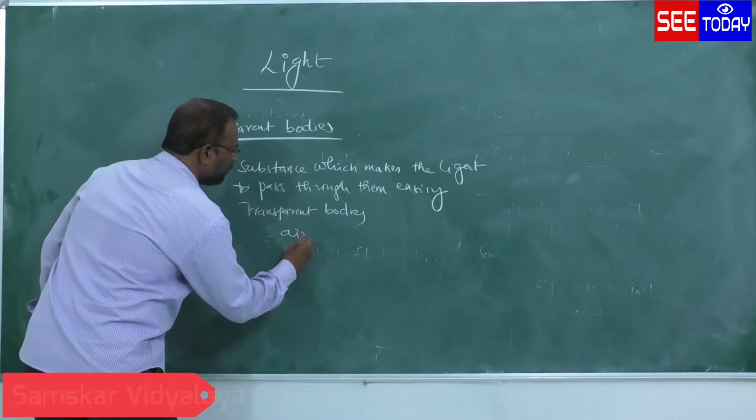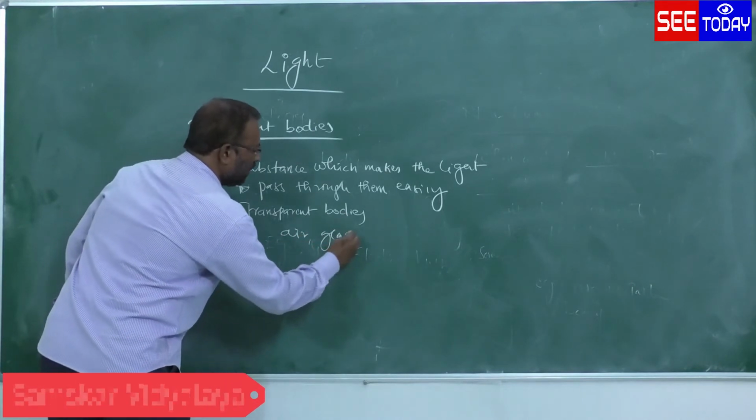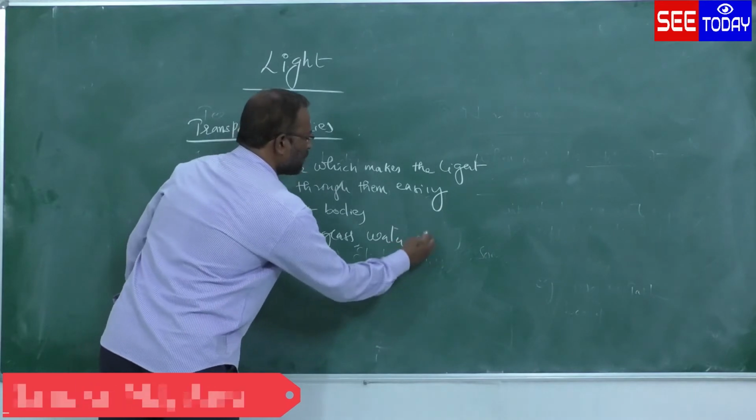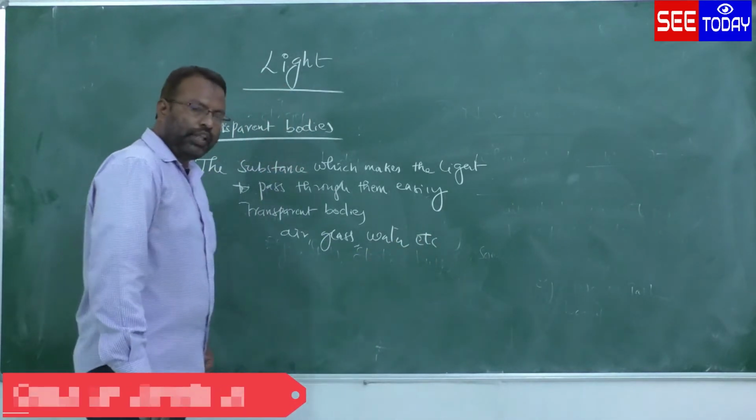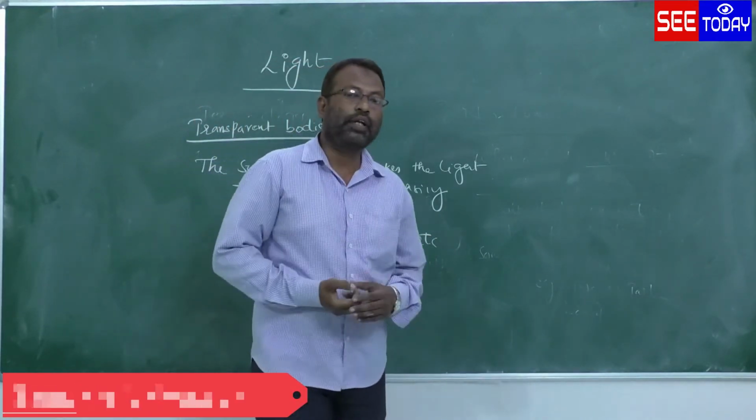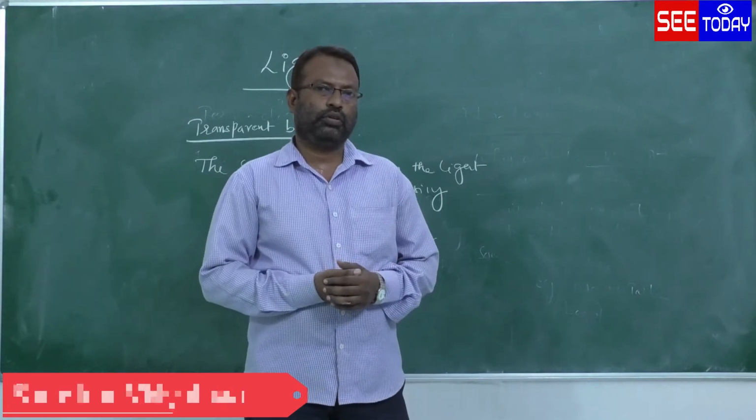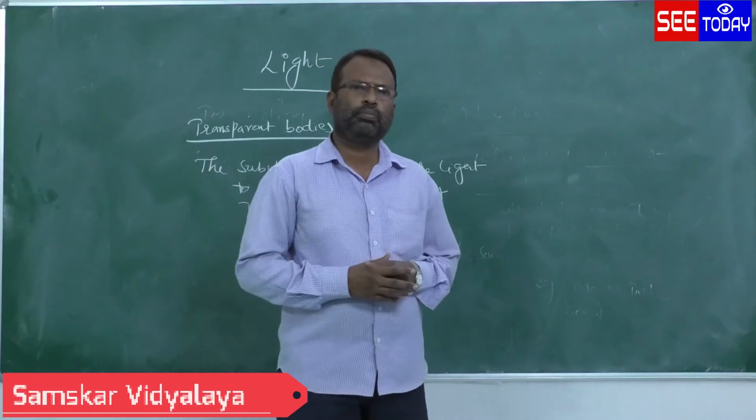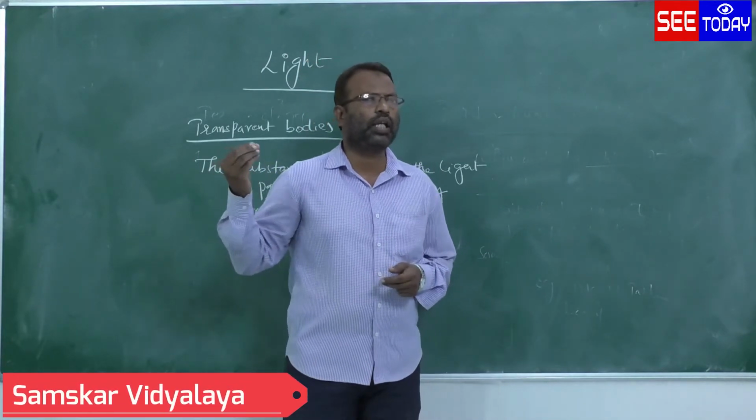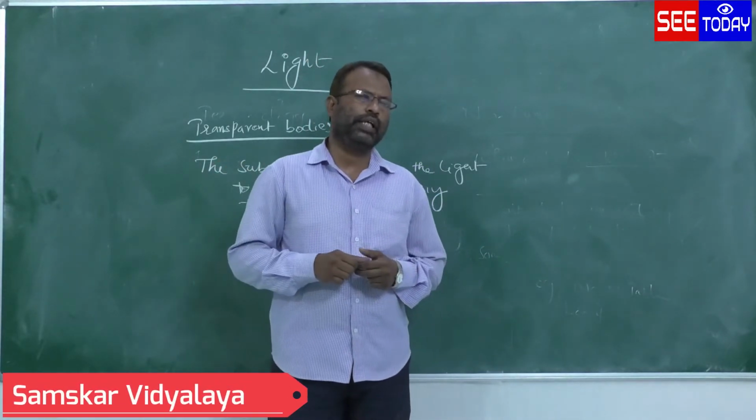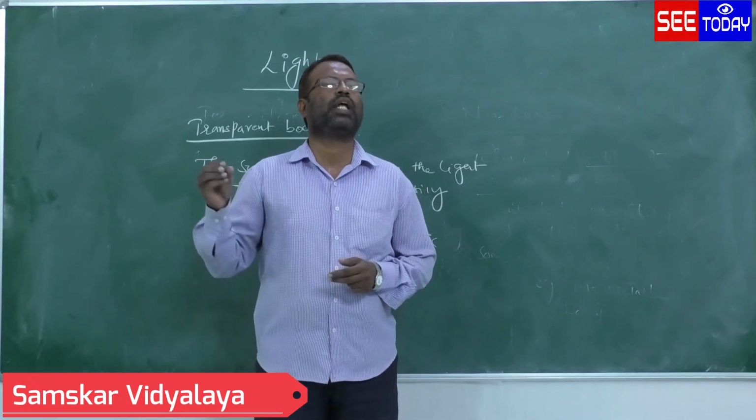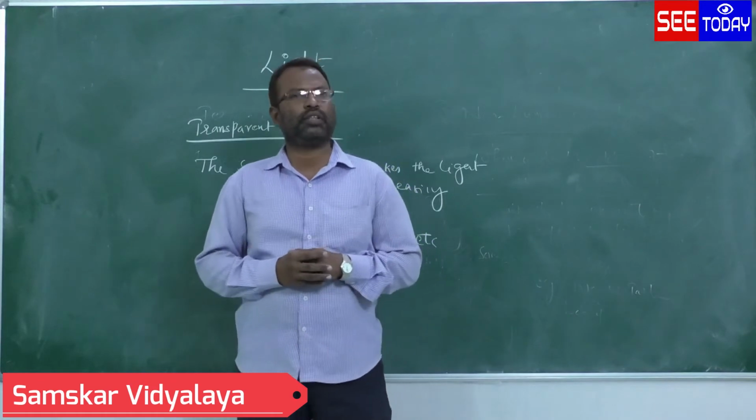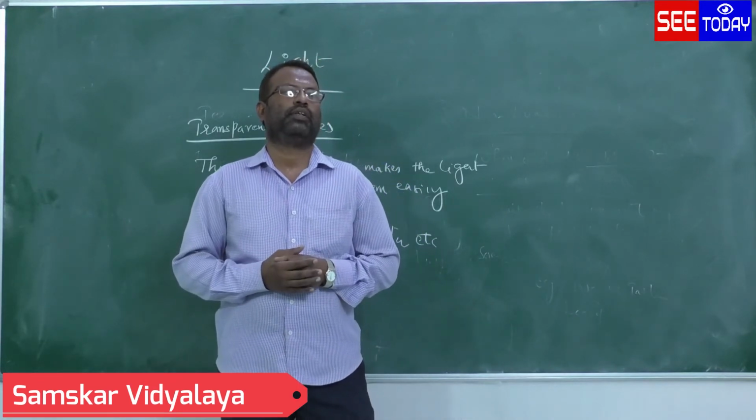Example, air, glass, water, etc. If you find any more bodies, you can take it as an example. Air is there, easily it will allow the light to pass through them. Water is there, which allows the light to pass through them easily. Glass is there, which allows the light to pass through them. We will call it as transparent bodies, simply.